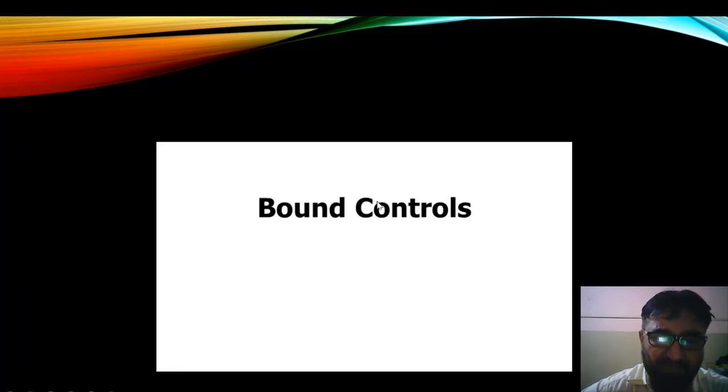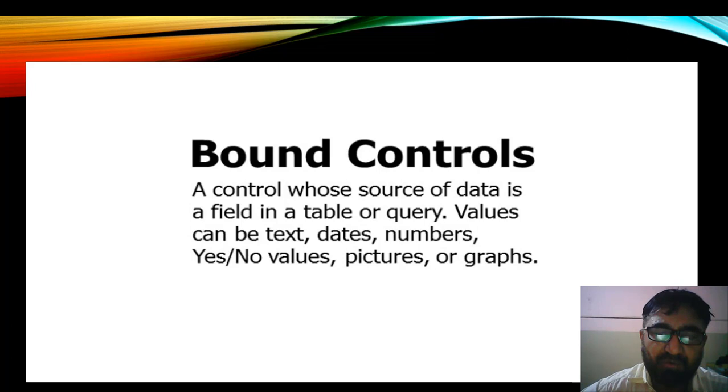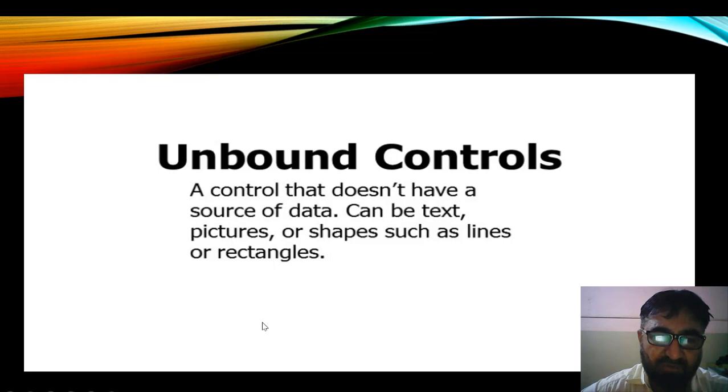There are bound controls and there are unbound controls. Bound controls are controls whose source of data is a field in a table or query. Values can be text, dates, numbers, yes/no values, pictures, or graphs. Unbound controls don't have a source of data, and can be text, pictures, or shapes such as lines or rectangles.